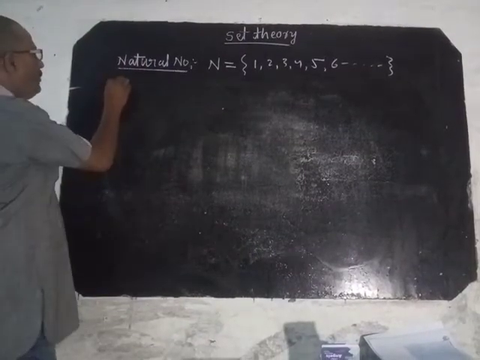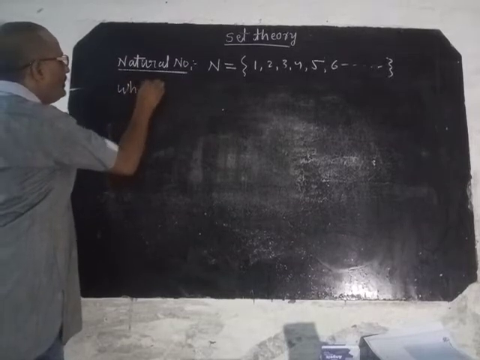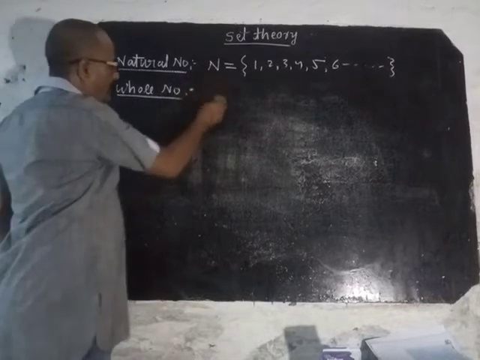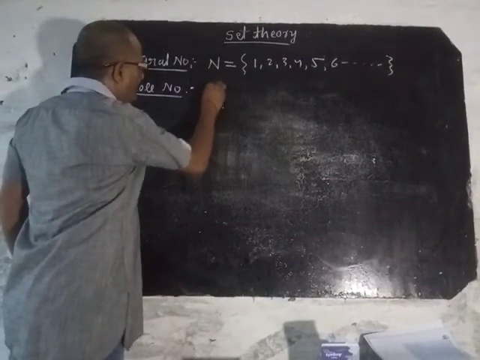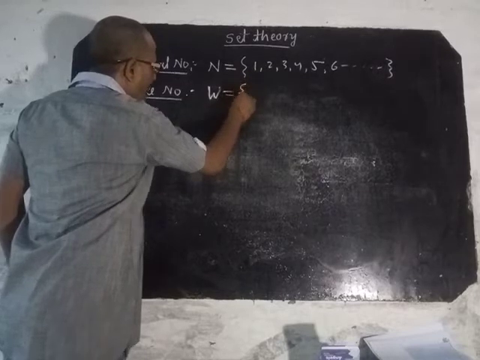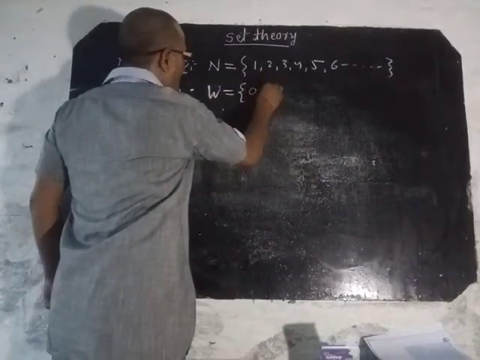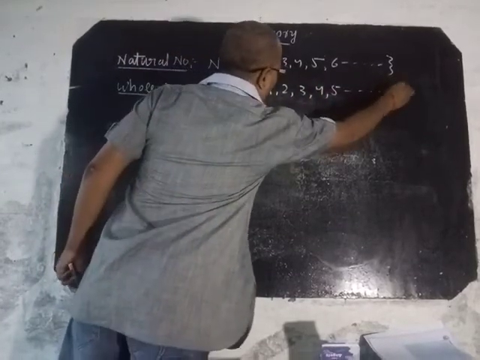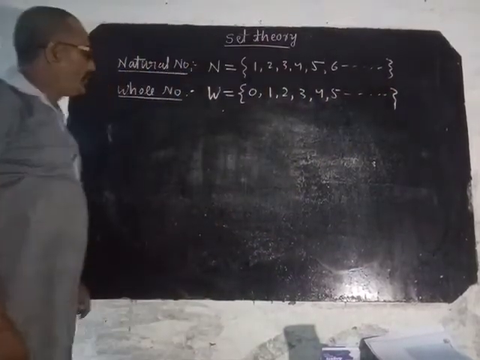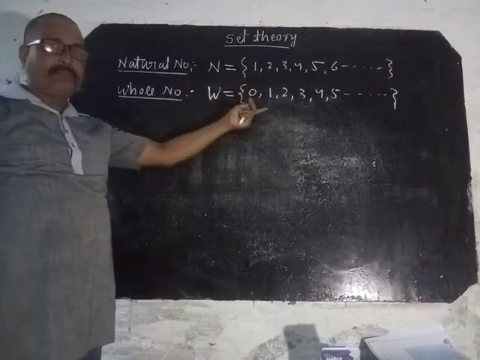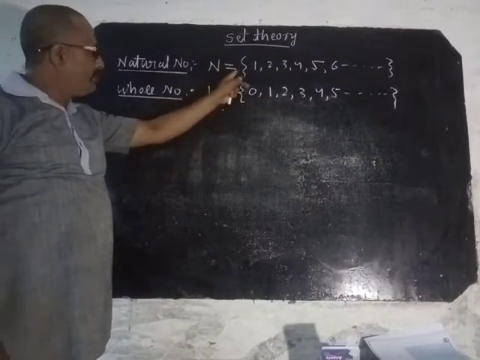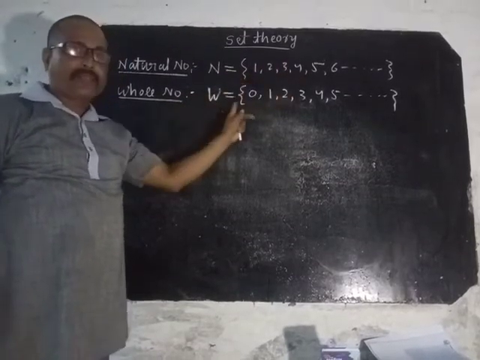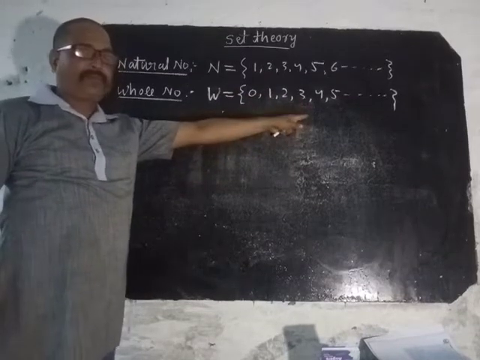Next one, whole numbers. What are whole numbers? Whole numbers are generally represented by the capital letter W. The numbers start from 0, 1, 2, 3, 4, 5 and so on. Those numbers are known as whole numbers. See that all the numbers I am writing are sets in roster form.